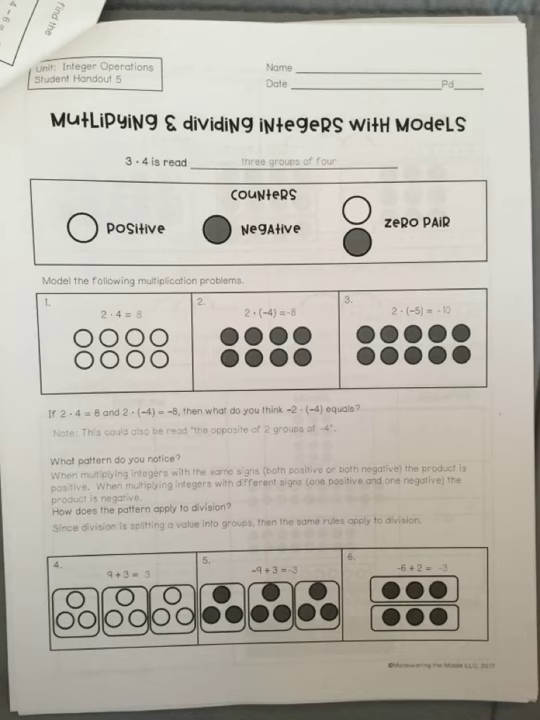Multiplying and dividing integers with models. So 3 and that little dot 4, that really means that you're multiplying. So that's 3 groups of 4 is what that means. That means you have 3 groups of 4.